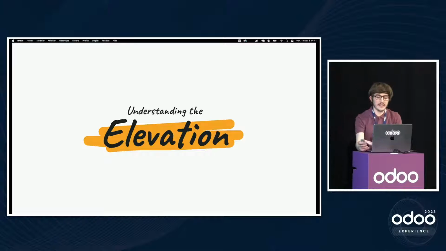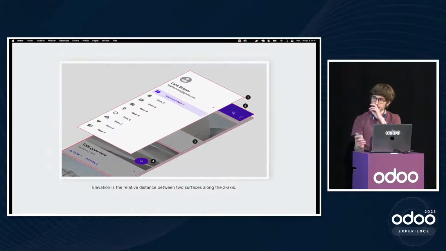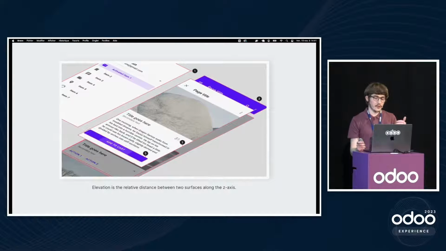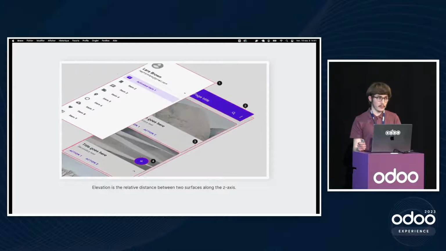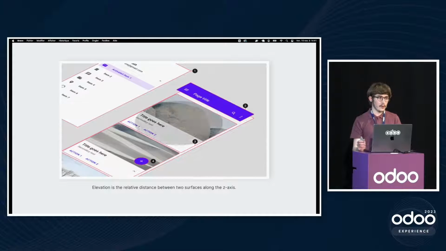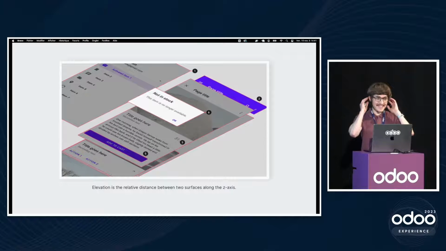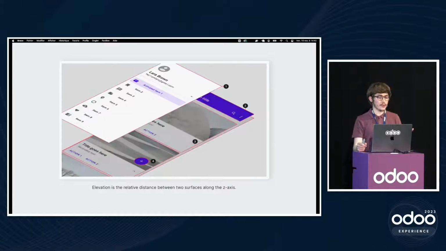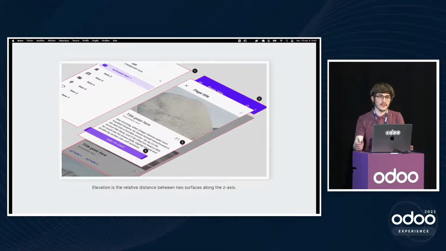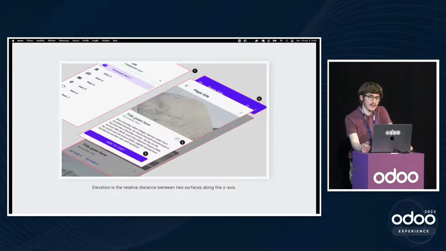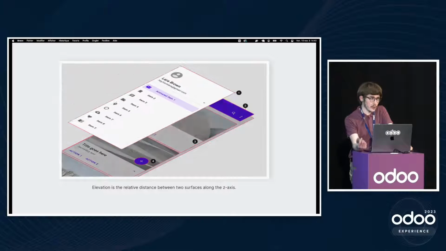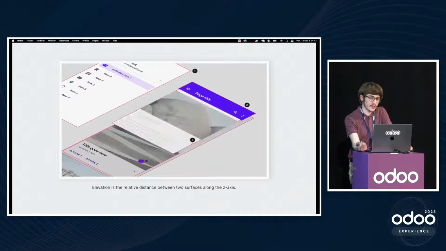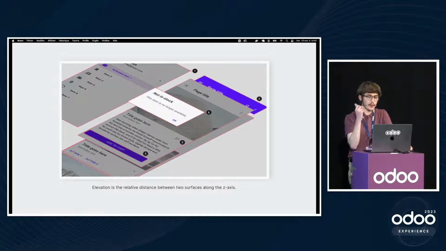The second thing you need to understand is elevation. I mentioned it before, but basically elevation is the distance between two surfaces along the z-axis, so pretty abstract. If we take a concrete example, you only have the headset and the little box thing in your pocket, and these are close to you because you use them a lot. Well, in Odoo it's pretty similar. We will display things like modals, popovers, drop-down menus, all the things that need to attract the user's attention, with a lighter color.